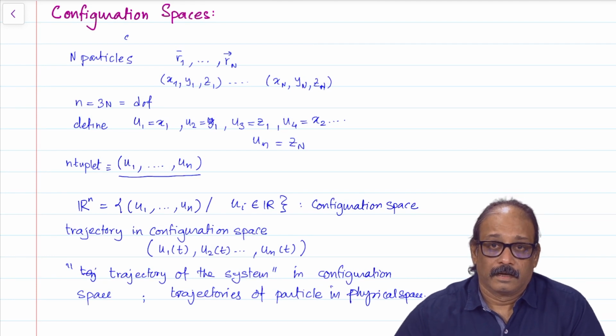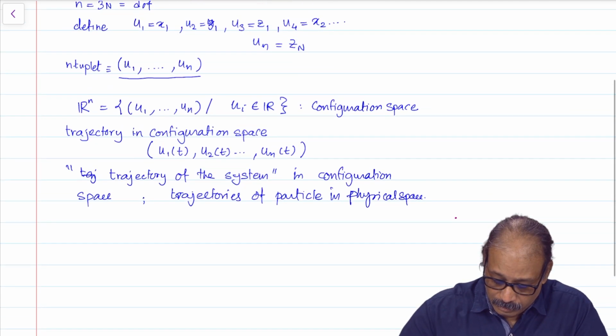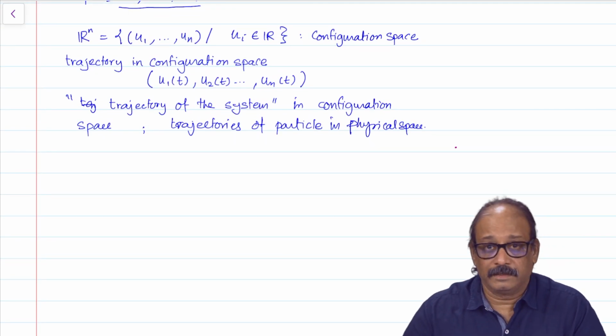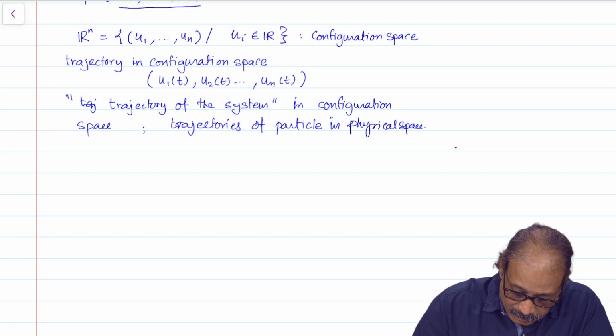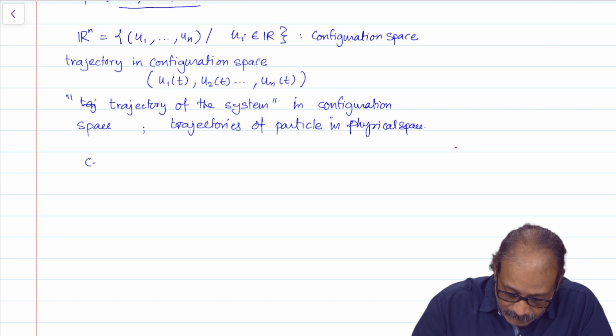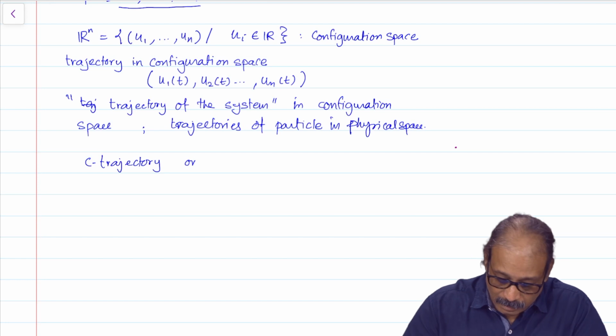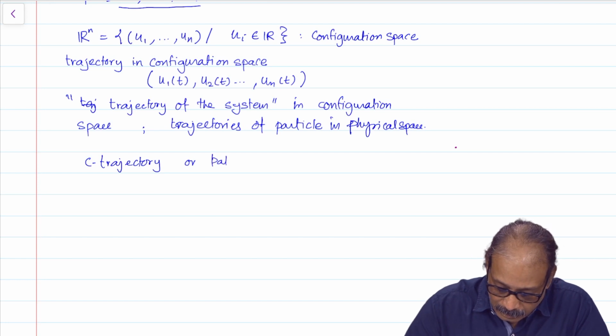Okay. Now, the trajectory of the system, very commonly you will find in many books, is also called a C trajectory, or it is also called a path, both in configuration space.